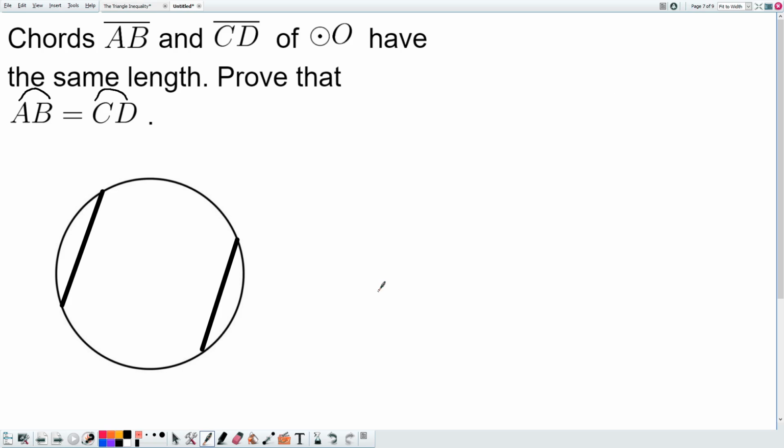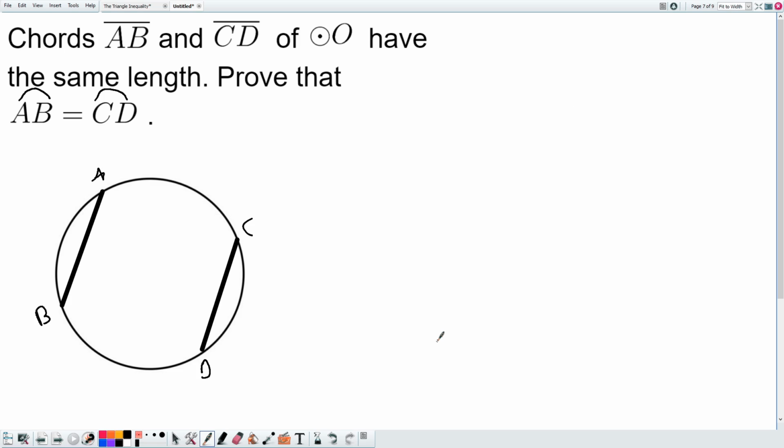Hello again. So, in this problem we have chords AB and CD that have the same length. So let's draw two chords AB and CD. They have the same length. Prove that the arcs AB and CD are the same.